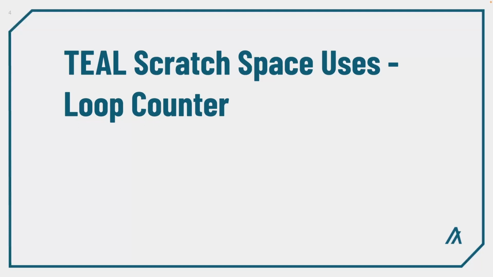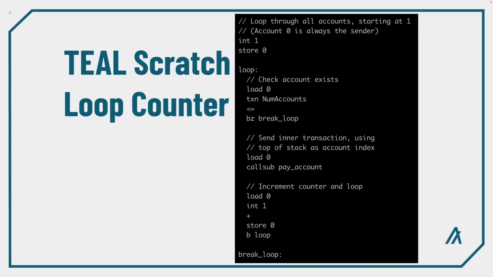Another example would be using scratch space when creating loops. This allows you to keep track of how many iterations you've completed before breaking out of the loop, all while keeping the stack nice and clear and just using a single scratch space slot to hold the counter.